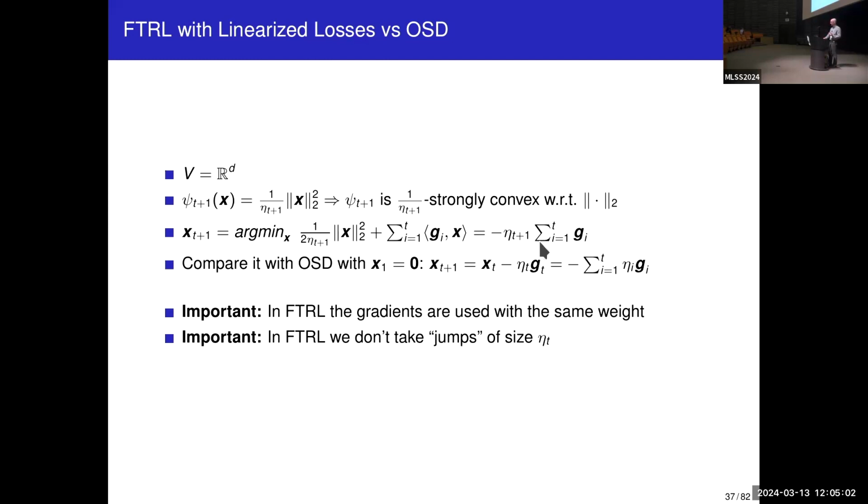The other thing that I want to notice is that in online subgradient descent, what you do is that you really take a jump each time by the subgradient multiplied by the learning rate.